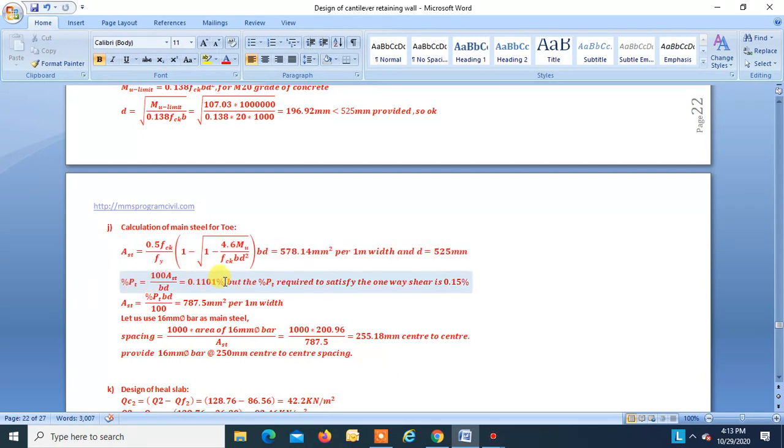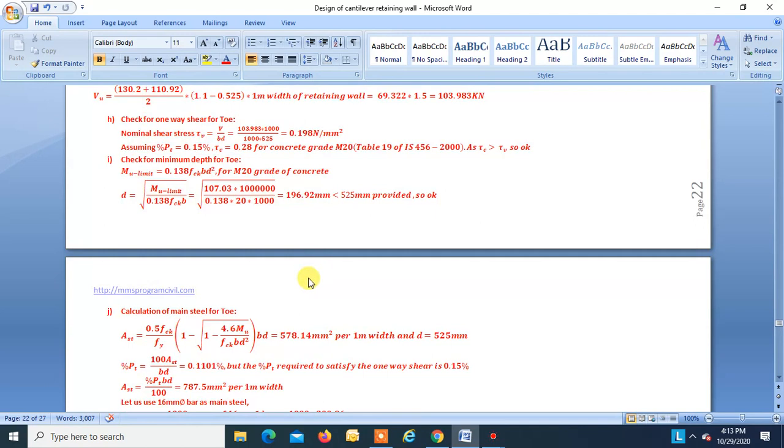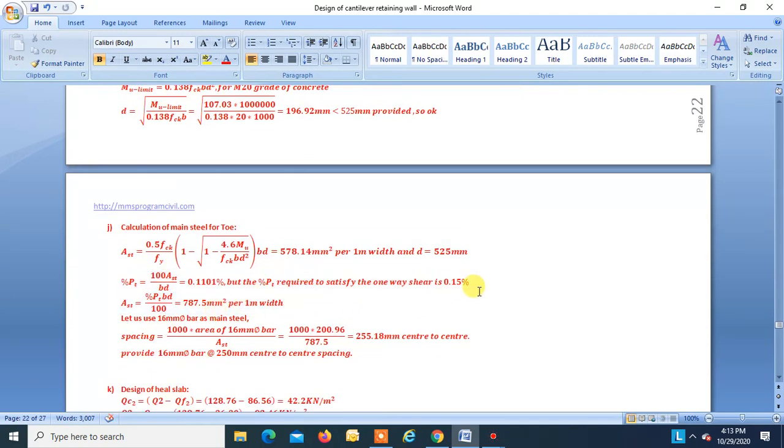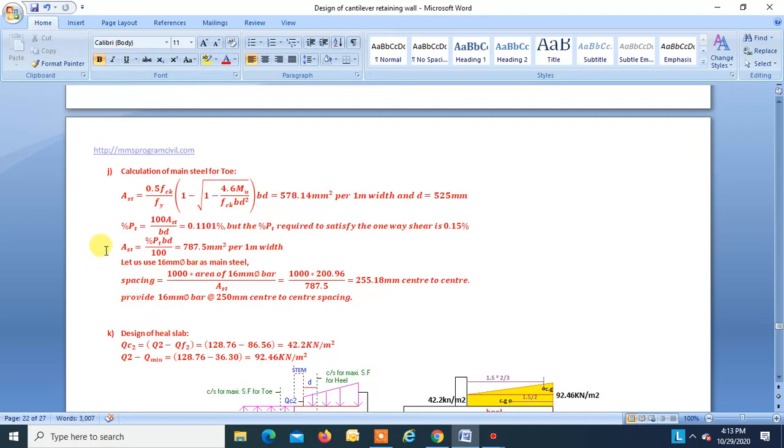So PT is 0.11, but we have assumed PT equal to 0.15% for the shear criteria, right? So we will calculate the steel required for 0.15%. So Ast to be provided is equal to 787.5, where PT considered is 0.15%. Now let us use 16 mm dia bar as main steel. The spacing is found to be 255.18. We will provide 16 mm dia at 250 mm center to center spacing.